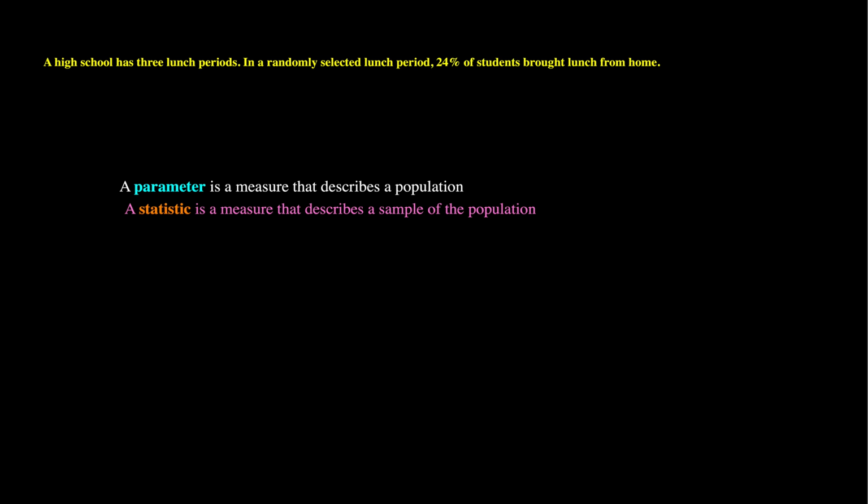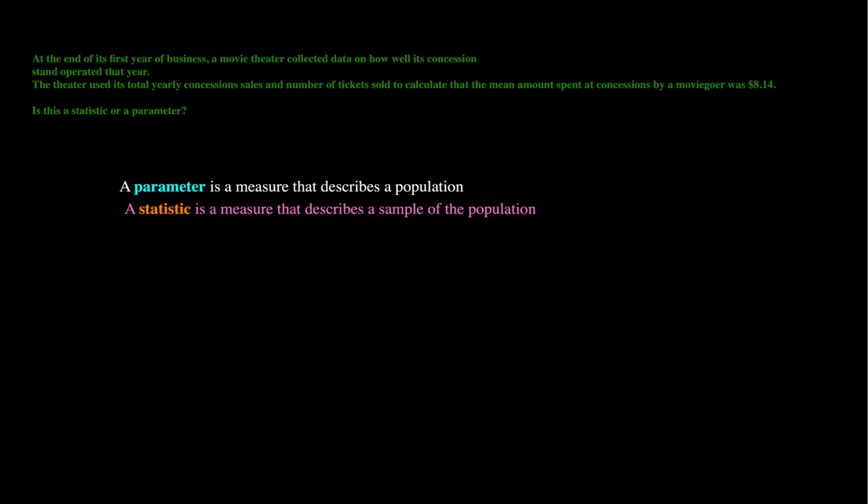Alright, so let's look at another example. Let's say at the end of its first year of business, a movie theater collected data on how well its concession stands operated that year. The theater used its total yearly concession sales and number of tickets sold to calculate that the mean amount spent at the concessions by moviegoers was $8.14. Is this a statistic or a parameter?